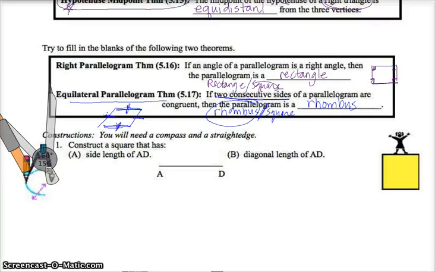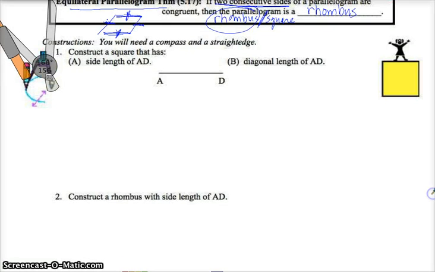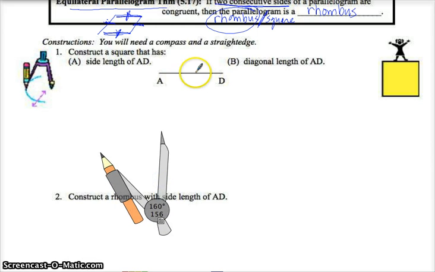Okay, let's go to some more complicated constructions down here. So I gave you a length AD, and with this length of AD, we're going to construct a square, but we're going to do it two different ways. The first one is where AD is the side length.